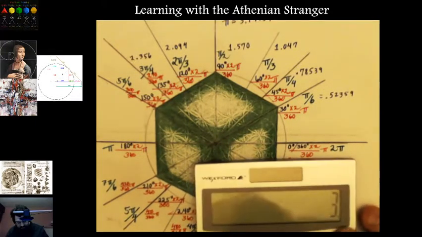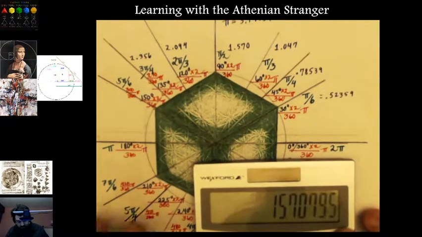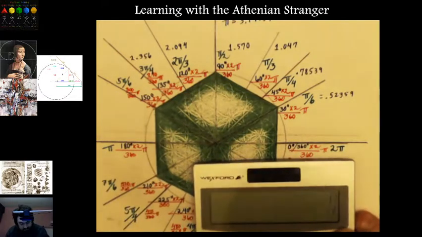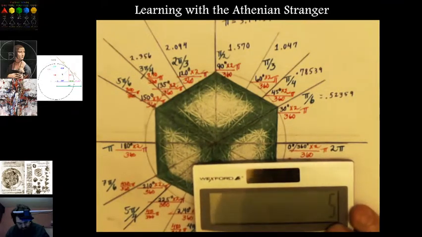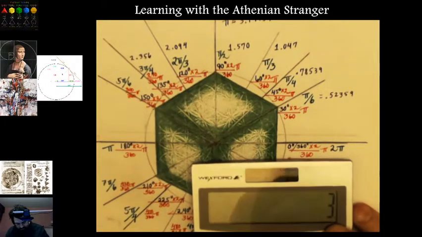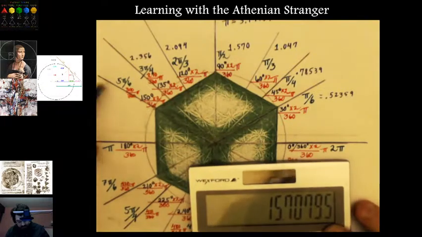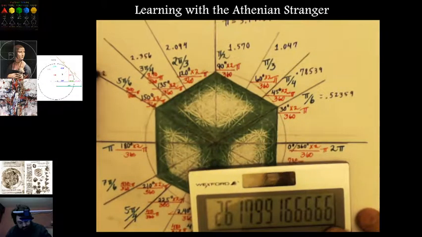5 times 3.14159 equals 15. Wait a minute, I think I put a decimal point. Just make sure I didn't do this wrong. Yeah. 5 times 3.14159 divided by 6 equals 2.617.